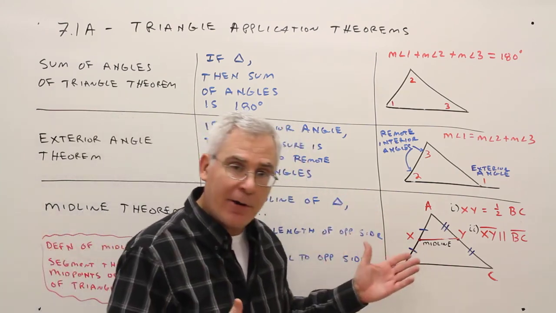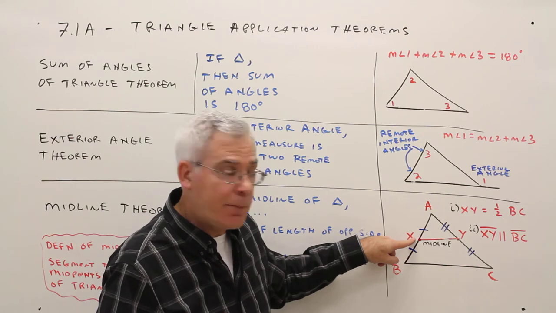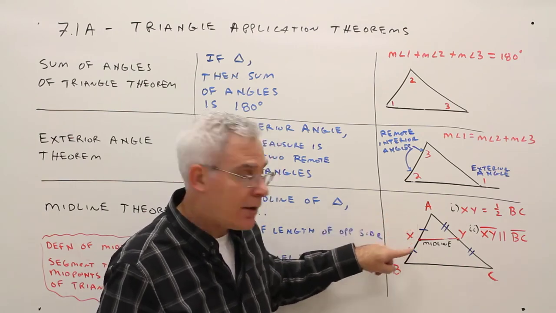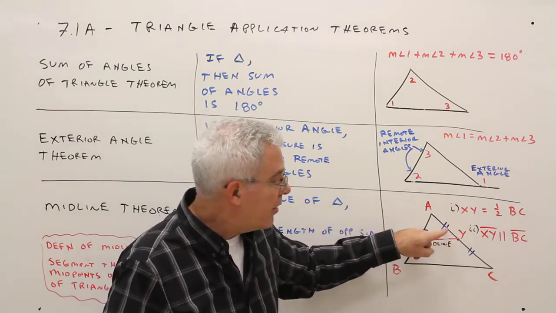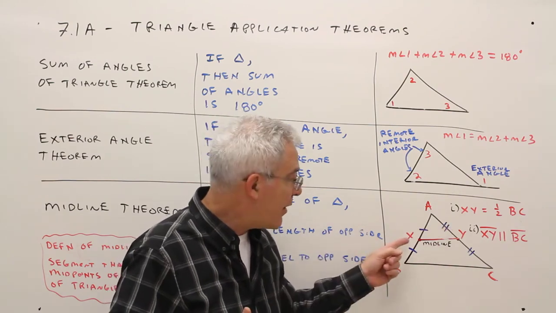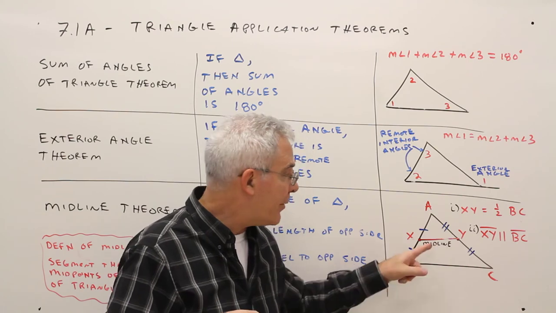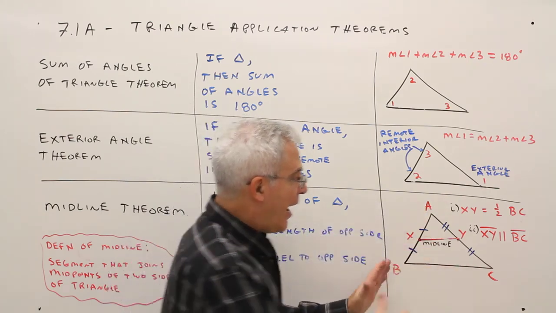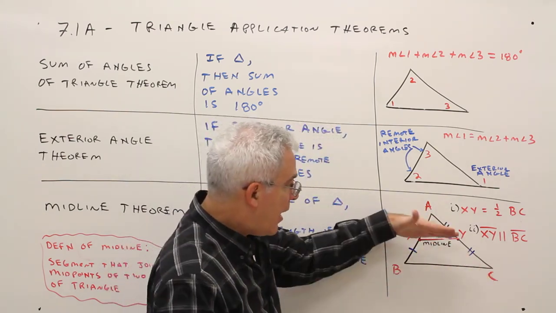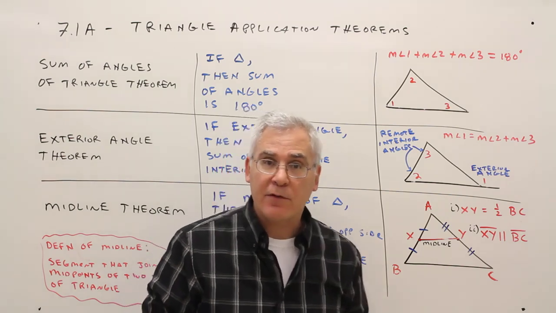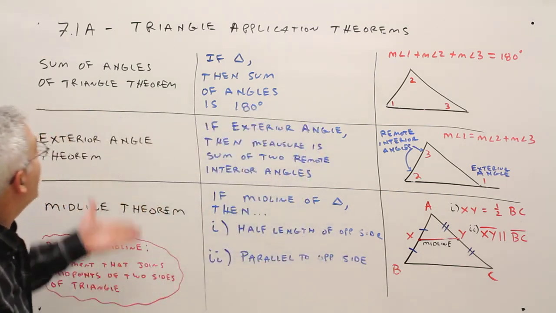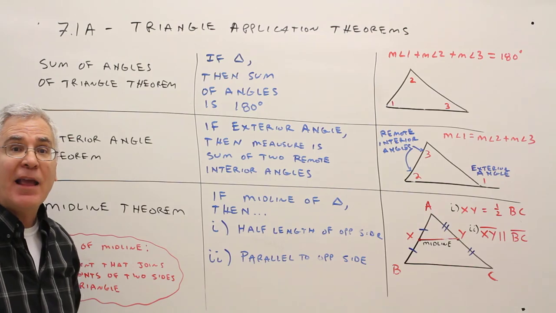So notice over here in this figure, X is the midpoint, tick, tick. Y is the midpoint, double tick, double tick. So the segment that joins X and Y is called the midline, and the two things happen. XY is half the length of BC, and XY is parallel to BC. So there you have it, 3 triangle application theorems.